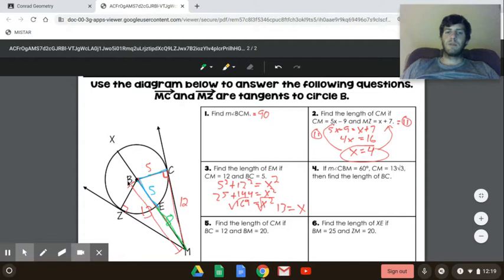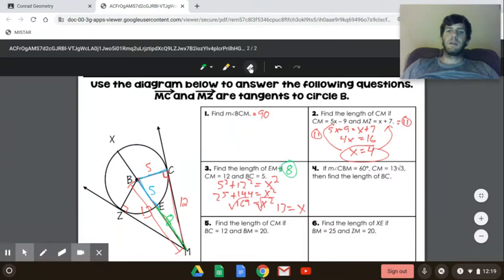All right, so we found the hypotenuse of the right triangle, which was 13. We know BE is 5 because it's a radius. Since BC is 5, we know the radius is 5. BE is also a radius, so we can make that 5. And then 13 minus 5 here is going to give us 8. So the length of EM is going to equal 8.